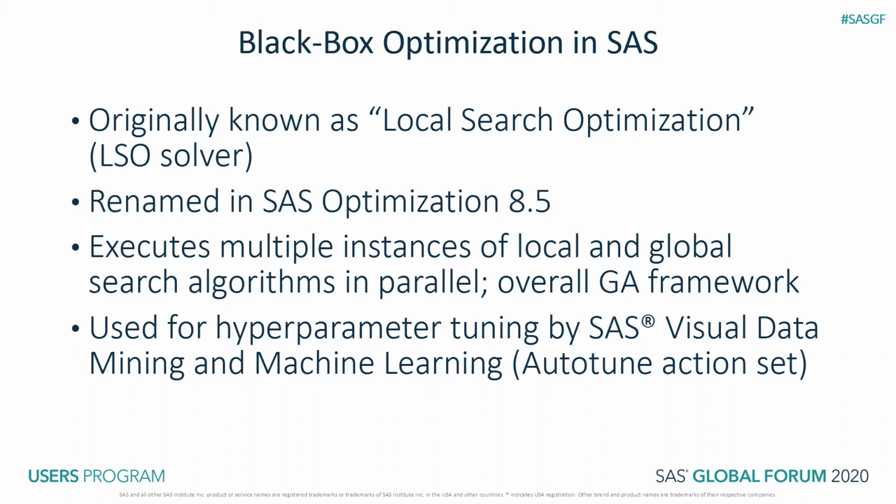Genetic algorithms, which maintain a group of solutions and use genetic operators to evolve the population of solutions over multiple generations, provide the basic framework of black box optimization. The global and local search elements operate within this framework, and they enhance it as well. Looking beyond SAS optimization, black box optimization is also used by SAS visual data mining and machine learning to tune its hyperparameters. The solveBlackbox action supports the actions in the auto-tune action set.